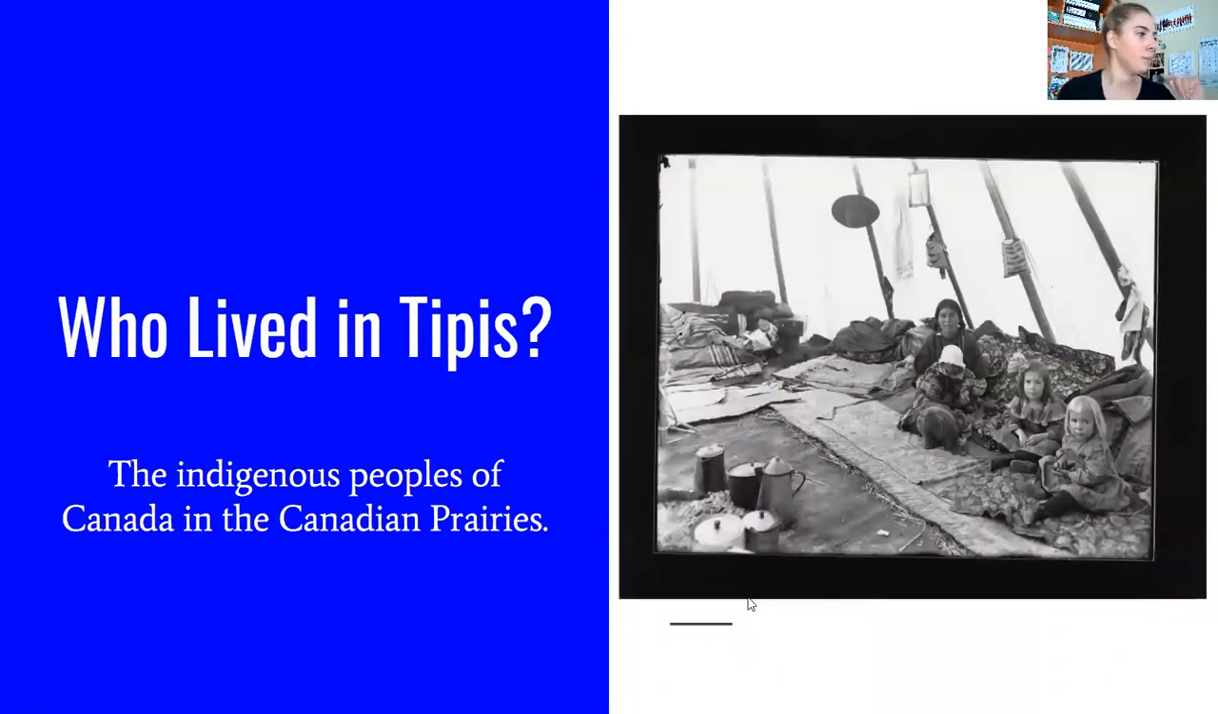Who used to live in teepees? So the Indigenous peoples of Canada, who were the first people in Canada, they used to live in these in the Canadian prairies where it's flat and it's quite dry. There's not a lot of water around.